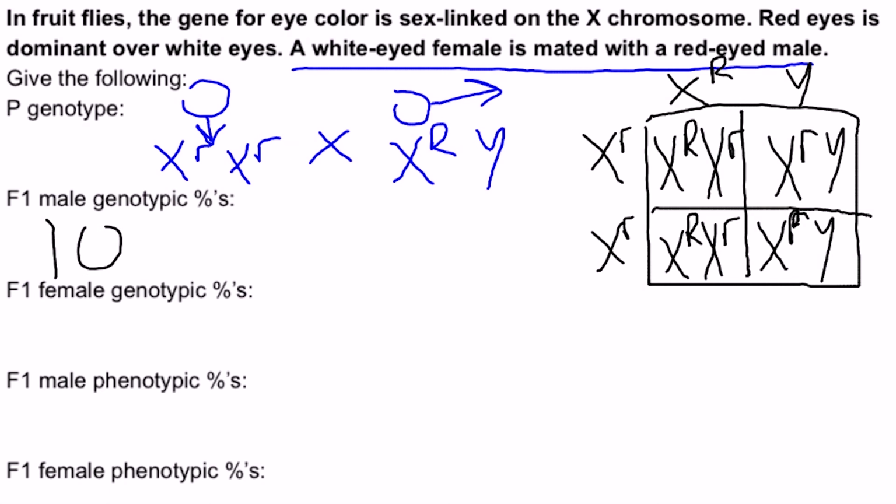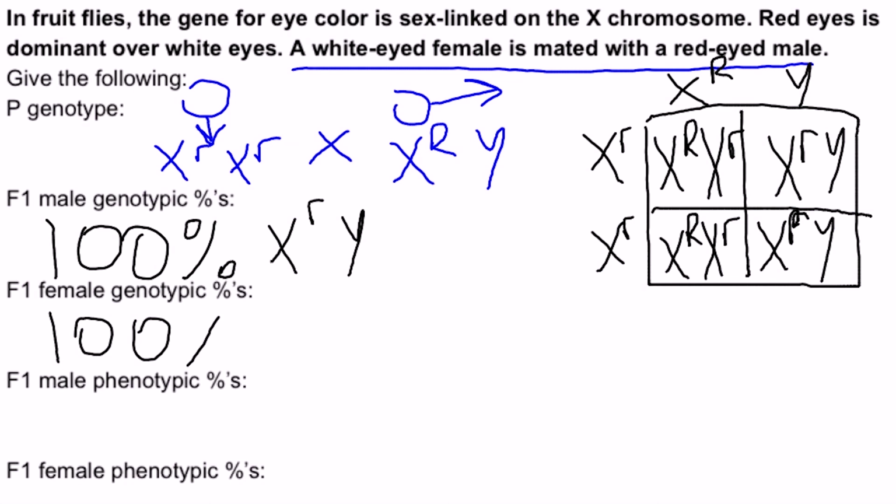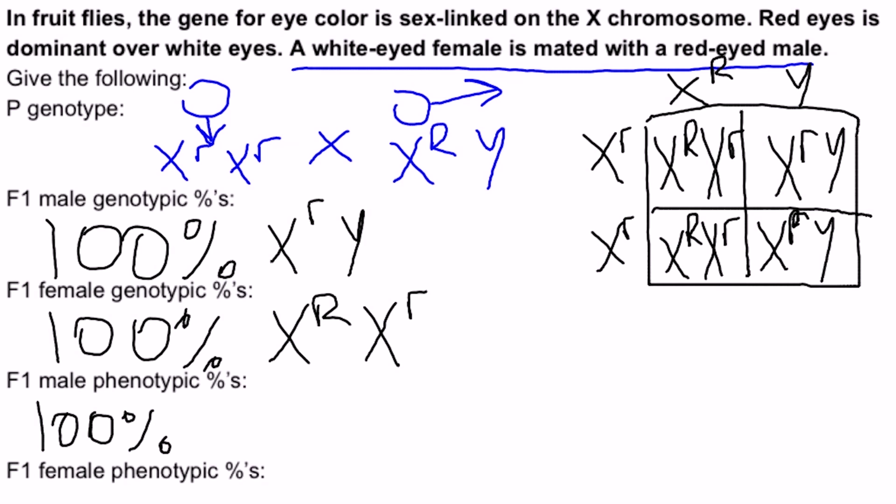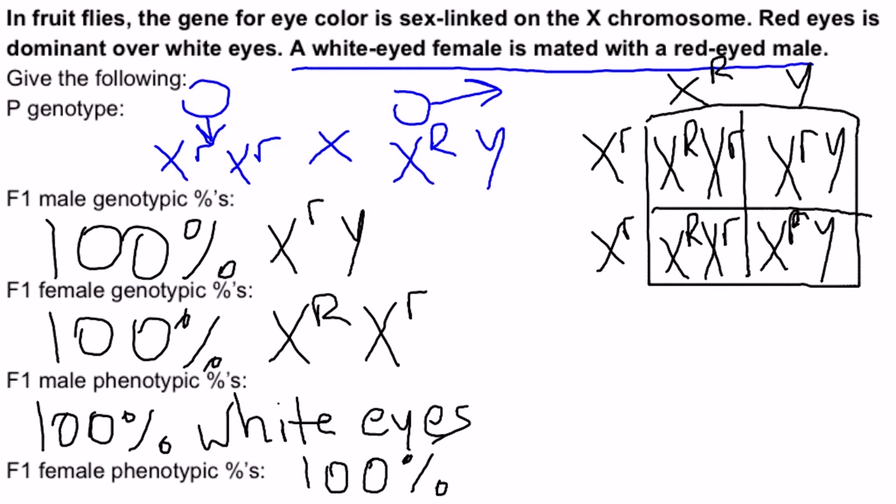So now we're going to look at our Ys, and we're going to see that there's 100% of an X little r Y for the male genotypic ratio. And when we look at the female, we're going to look and see that there is 100% of X large R, X little r. For the male phenotypic ratio, we're going to see that all of the males have white eyes. And for the female, we're going to see that all of them have red eyes.